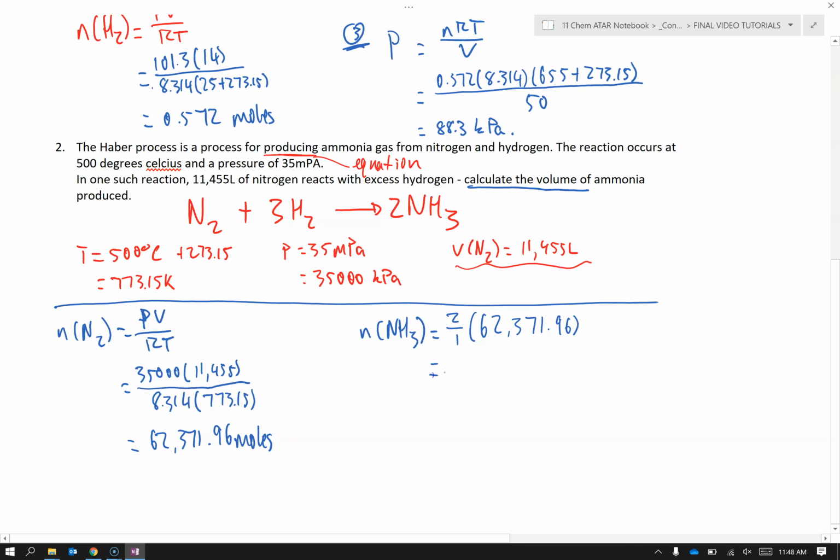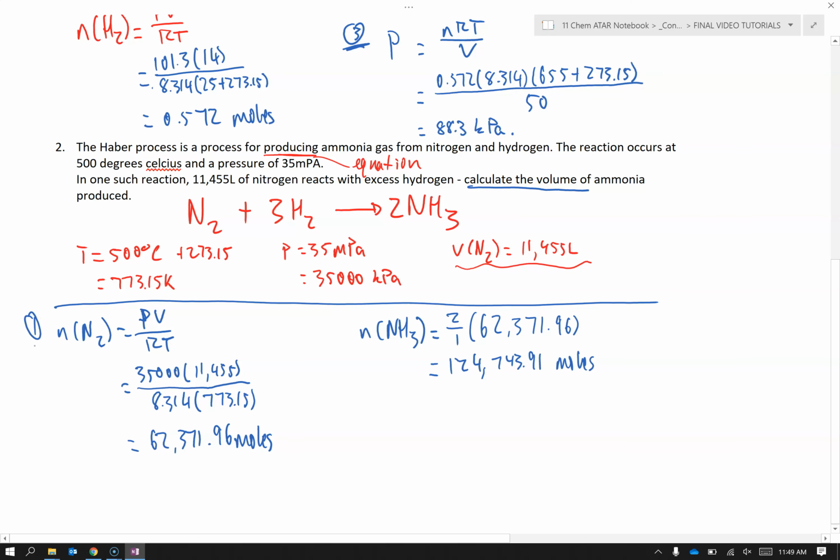So 2 on 1 multiplied by the number of moles of nitrogen, which is 62,371.96. Note here how many digits I'm carrying in my working. You always want to carry as many as you can. That gives 124,743.91 moles. Generally, I'm keeping all these numbers in my calculator as I go so that I'm carrying as many digits as I can. I might not write all of them down.